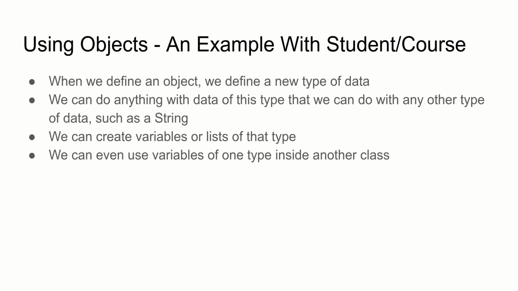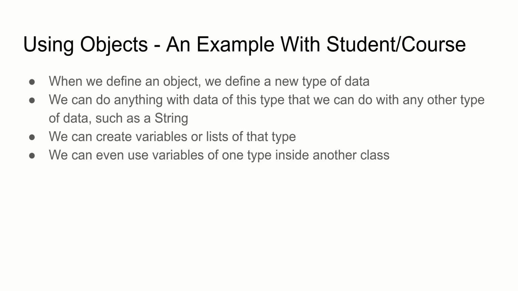You can use them as parameters for functions. You can print out information about them the same as you could for any other type. So any of those general behaviors that we're able to do in Python with built-in data types, we can do pretty much all of those with our own new data types that we've defined by defining a class. And one of the most important things that we can do is we can actually use variables of the types we've written inside of another class.